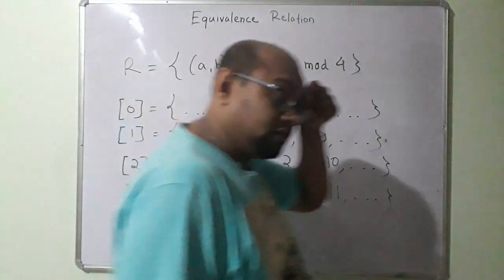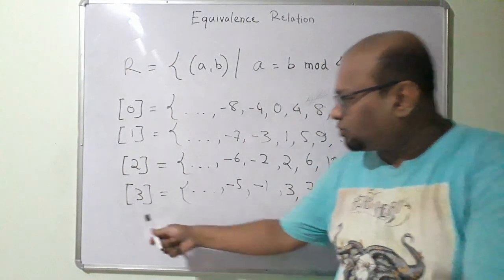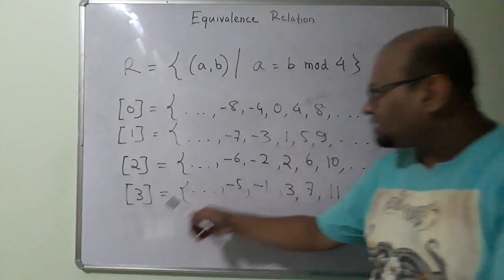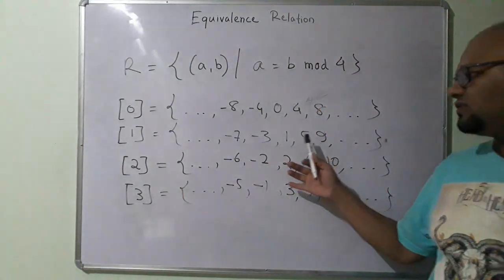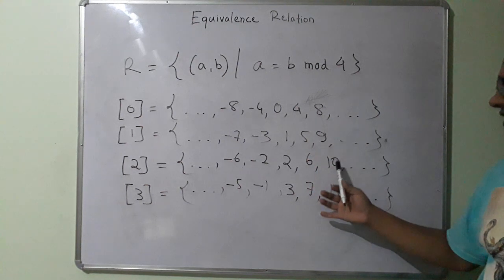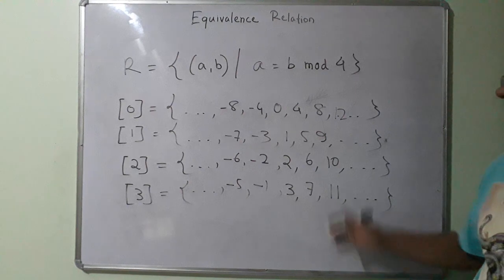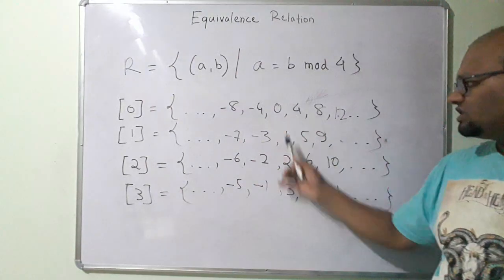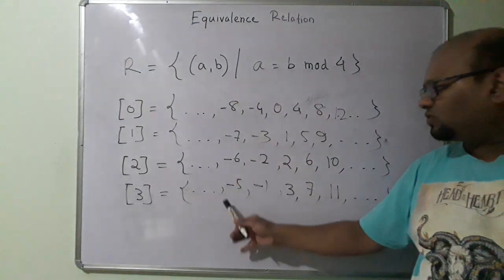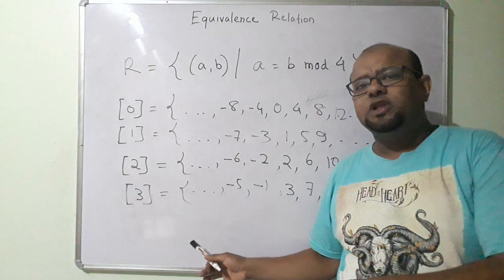Alright. Is there any other equivalence class that is possible? Is 4 possible? No, 4 is not possible. 4 belongs to this equivalence class. Is 5 possible? 5 belongs to this equivalence class. 6 belongs here. 7 belongs here. 8, 9, 10, 11, 12 will belong here. And so on. In the negative side also, 0 belongs here. -1 here. -2, -3, -4, -5, -6, -7, -8, -9 would belong here.